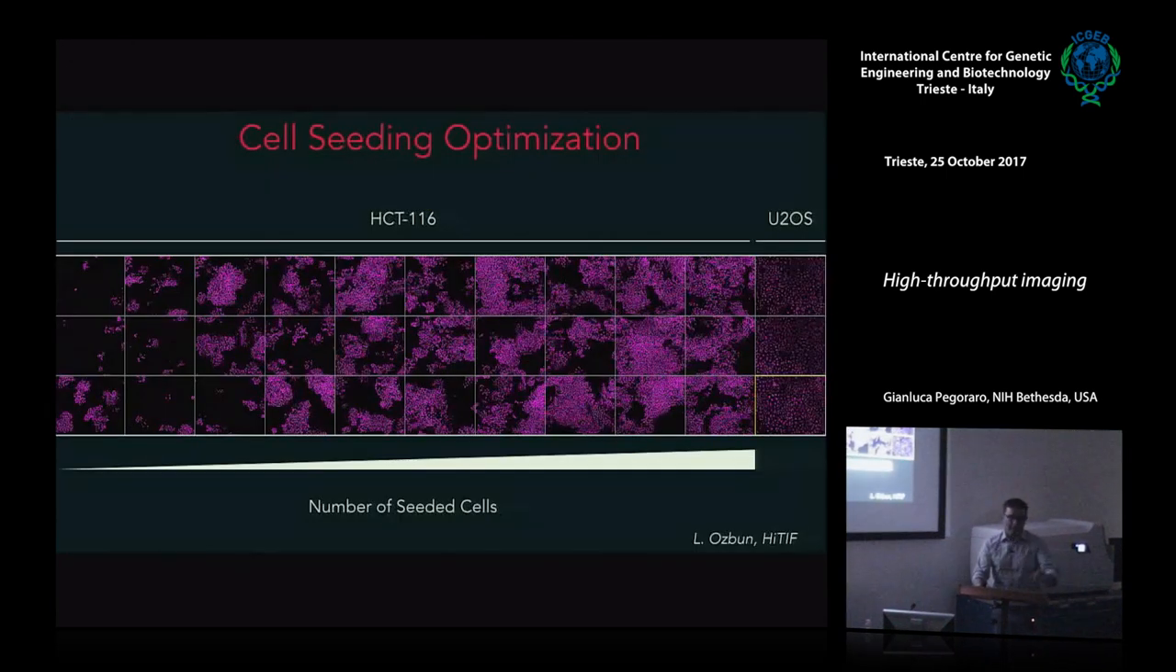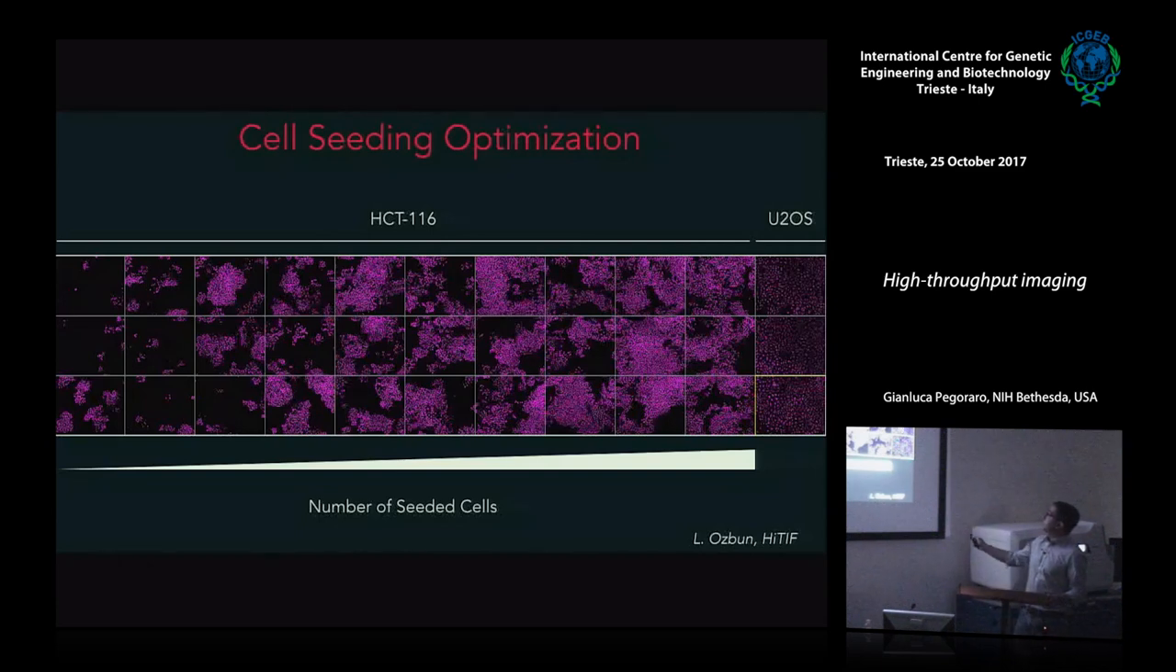Now, a few examples about assay development. This is not an exhaustive list of things that need to be checked. I usually recommend users of the facility to first run a very simple experiment. How many cells do I need to seed for my experiment? What you're seeing here is a test for cell seeding number of a colorectal cancer cell line, HCT116. And what you're seeing here is titration of the number of cells seeded for the experiment.